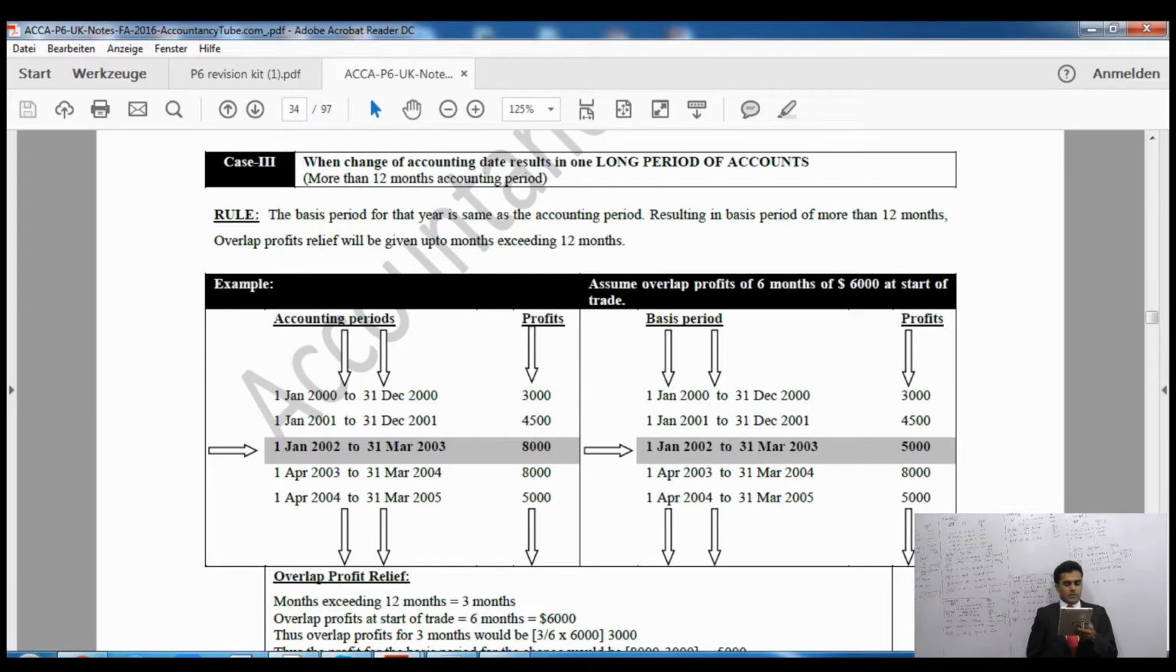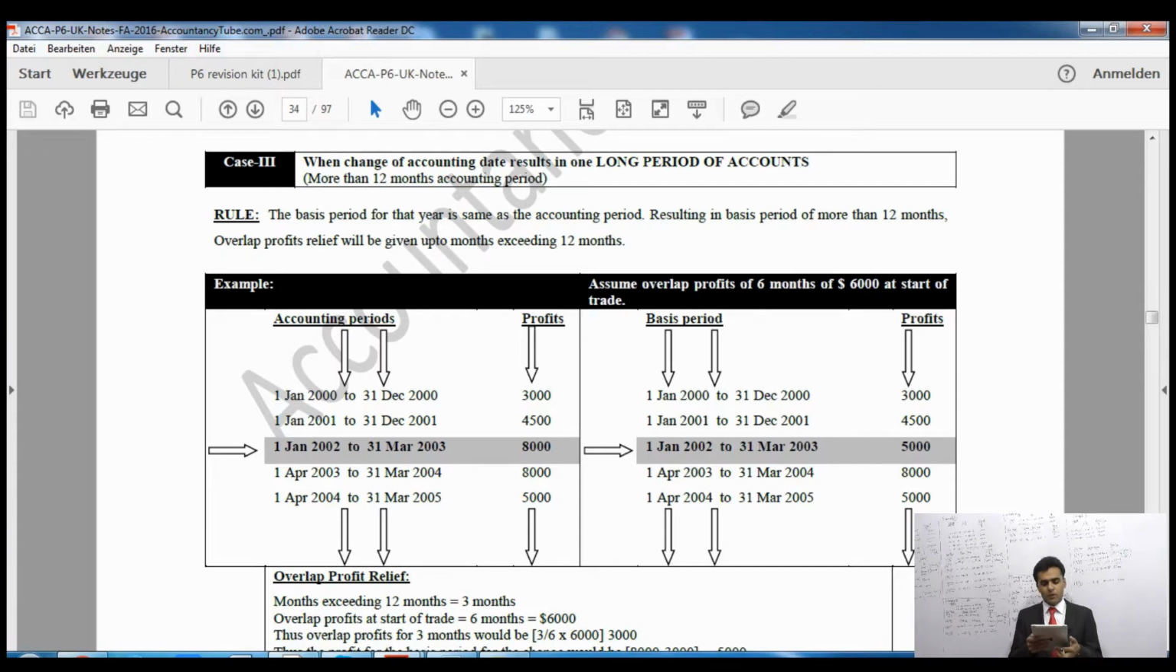An example is given. The normal accounting periods were ending on 31st of December every year. Then he made a change, and the change resulted in more than 12 months. If you look at this shaded area, it was 15 months long. He started on 1st of January 2002 and it ended on 31st of March 2003, which is 15 months long. So the basis period will be exactly the same as the accounting period, from 1st of January 2002 to 31st of March 2003. If you look at the basis period on the right side, it is exactly the same. So that's what the rule says.